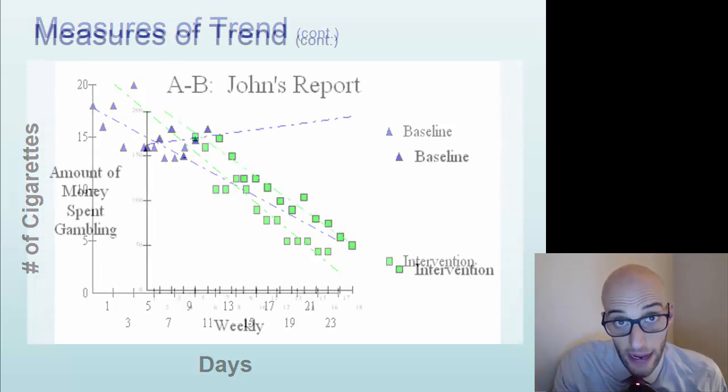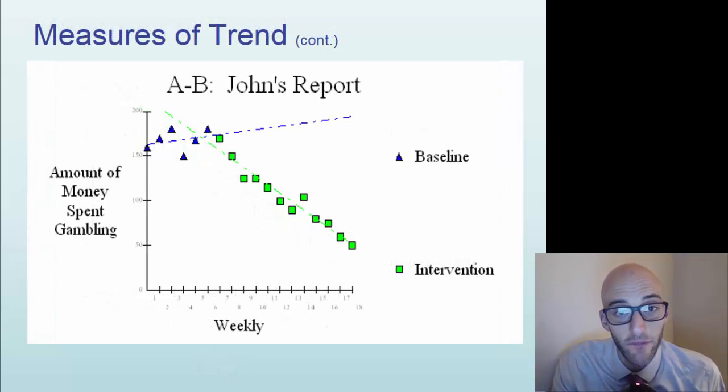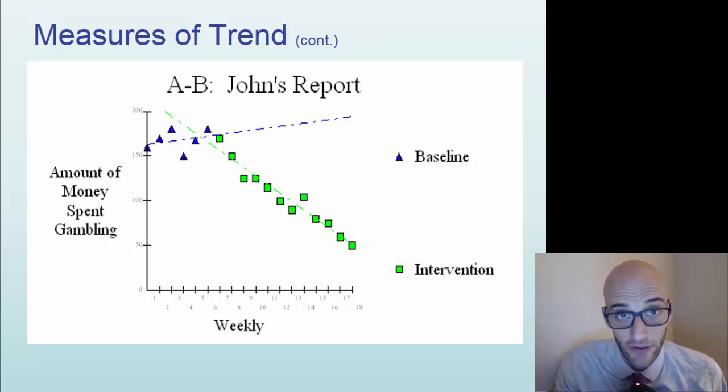cigarettes smoked. Likewise, from this data, you can see that John's baseline spending for amount of money spent gambling would be expected to accelerate if there was no intervention put in place. So without an intervention, it seems like you'd probably be spending more and more every week. But the intervention phase is associated with a decreasing trend in money spent per week on gambling.